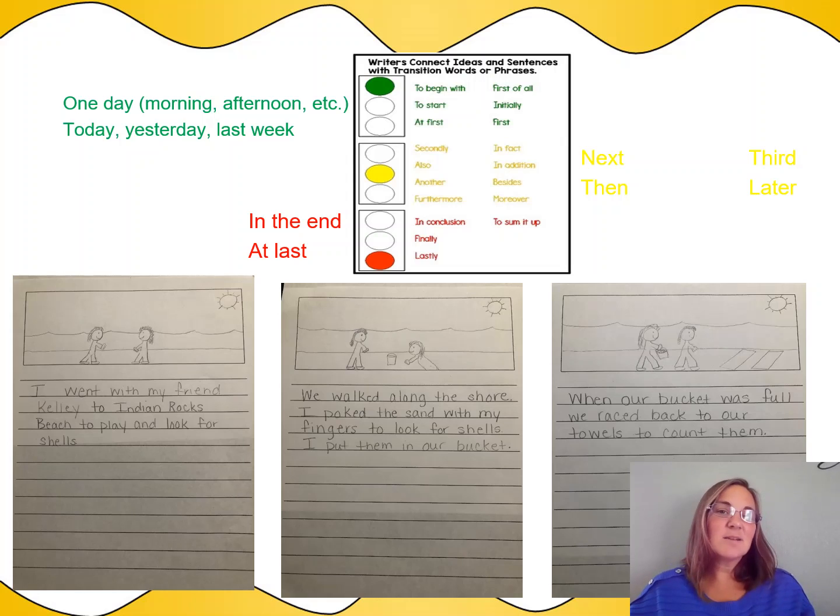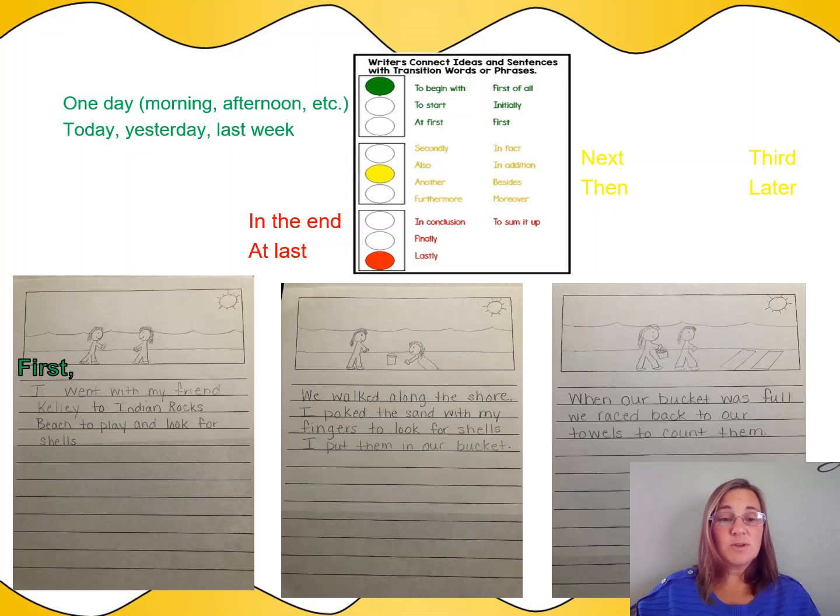Let me try adding some temporal words to my story. Remember, we had talked about how my story is kind of choppy. It doesn't flow smoothly. We're going to see if some temporal words are going to help make that better. Let me take a look at my first page. I went with my friend Kelly to Indian Rock's beach to play and look for shells. Well, I need a temporal word that shows that this is the start of my story. So I'm going to choose a green word. I think I'm going to use the word first, because this is the first part of my story.